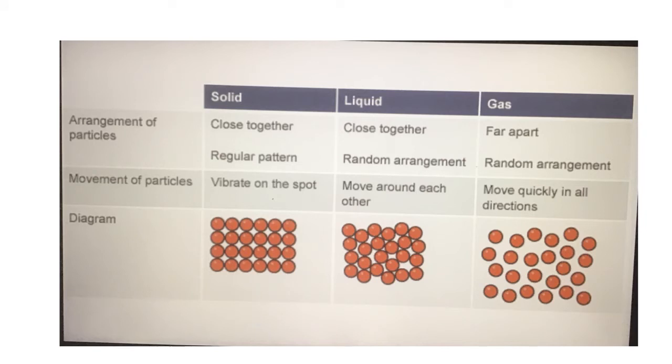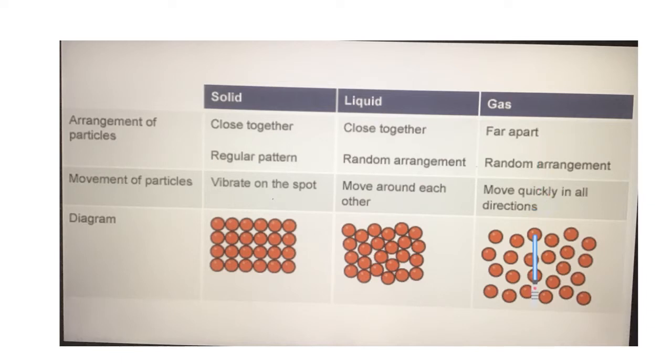Now the big thing that we need to recognise is even though they are very close together and they are touching, they are still moving. They are vibrating, albeit quite slowly, but they are vibrating. We then have liquids. A bit like a solid, they're close together, but now they've started mixing up a bit. The key thing about a liquid is that even though they are touching, these particles can slide over one another. They are able to move, which explains why a liquid flows.